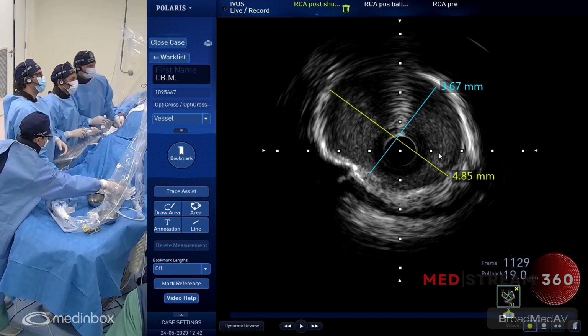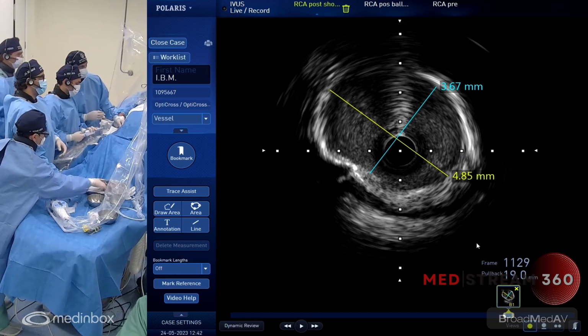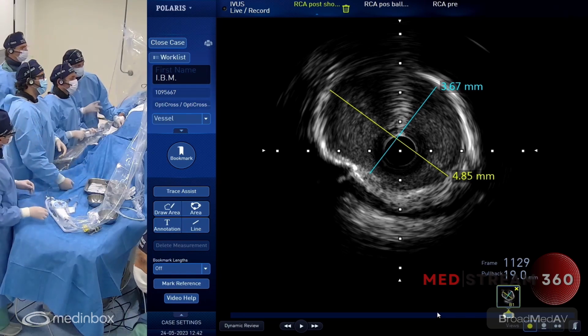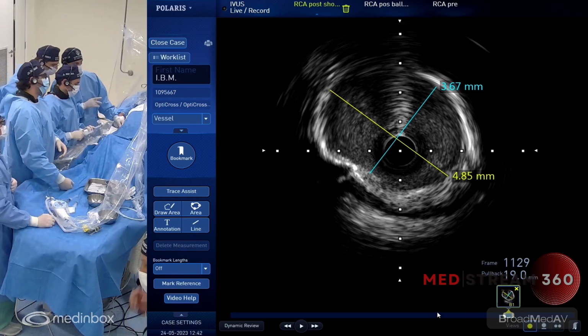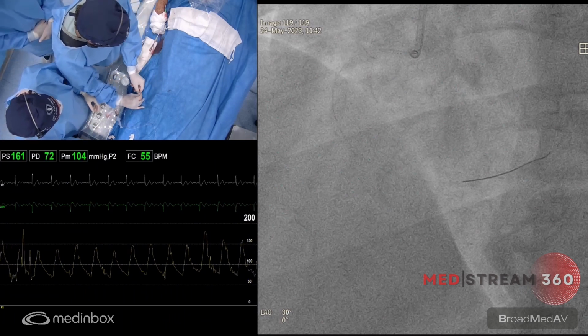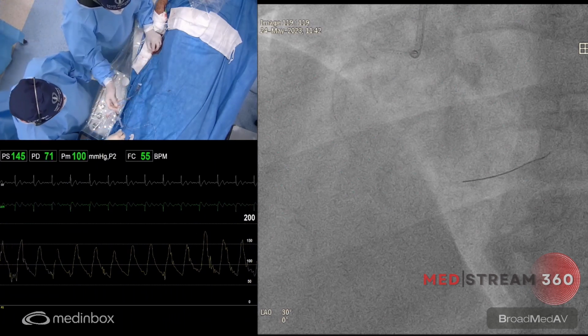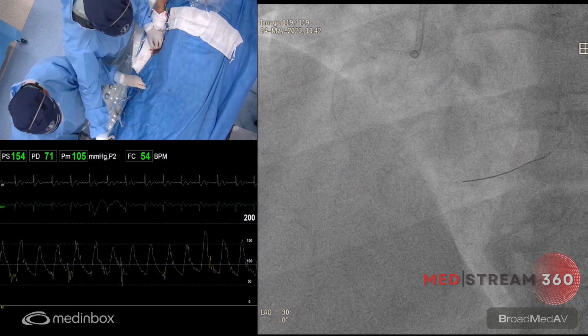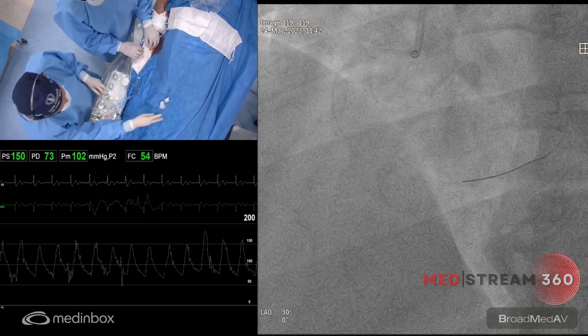Okay, good. Now Rodolfo brought a 4.0 balloon. 4.0 by 15 or 18? 15. 4.0 by 15 non-compliant balloon. Can I have the angio, please? So you're going to try with the stent now? Yeah, good. What size of stent? A 4.0 by 26. 4.0 by 26.